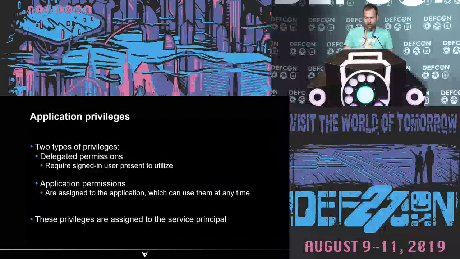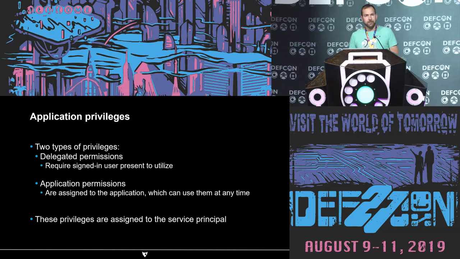Now, applications can have privileges. And there are basically two kinds of privileges. In the portal, they're called delegated permissions and application permissions. Delegated permissions are only used when a user is actively signed in to the application. However, an application permission is something the application has statically, and it can use it at any time. So these privileges are actually assigned to the service principal portion of the application.